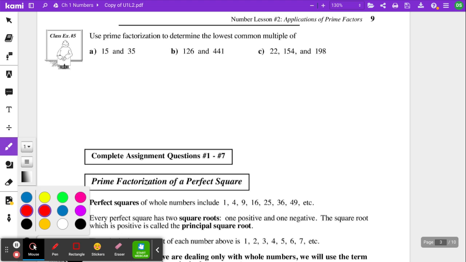You're doing 198. Find me the prime factors. Ready? Got them? Okay, so write down the other factors so you can look back.